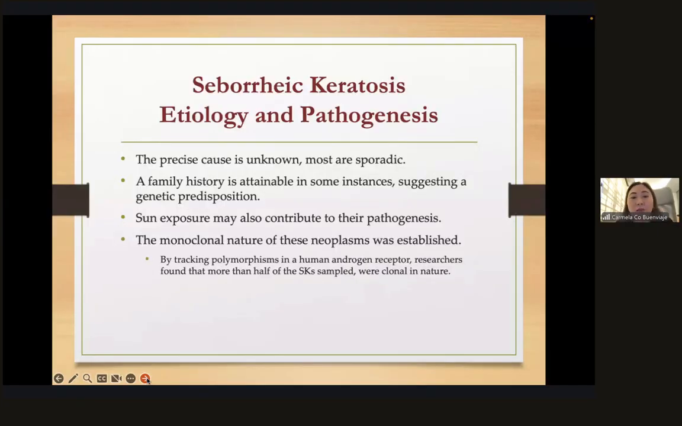Okay, so for the etiology and pathogenesis, the precise cause of seborrheic keratosis is unknown. Most are sporadic. A family history is attainable in some instances, suggesting also a genetic predisposition. Sun exposure may also contribute to their pathogenesis. And then the monoclonal nature of these neoplasms was established. So by tracking polymorphisms in human androgen receptor, researchers found that more than half of seborrheic keratosis sampled were clonal in nature.